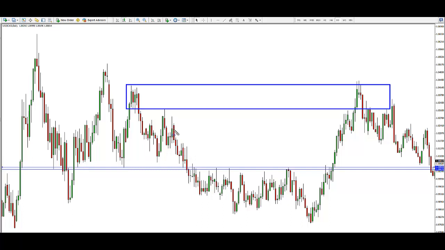Okay, so within here there's nothing that stands out in terms of untested supply or untested resistance. It's very choppy, but whenever it's been moving down, it's been retesting the whole time. So this is the only area that stands out in terms of potential untested fresh supply.